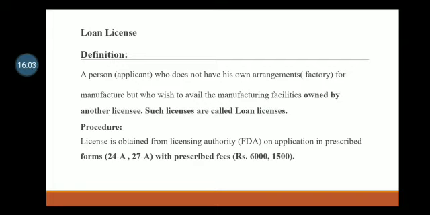Then loan license. Definition: a person or applicant who does not have their own arrangement or factory for manufacture but wishes to avail the manufacturing facilities owned by another licensee. Such licenses are called loan licenses. Procedure for taking a loan license: the license is obtained from the licensing authority, that is FDA, on application in prescribed forms, Form number 24A, 27A, with prescribed fees of rupees 6,000, sometimes 1,500.